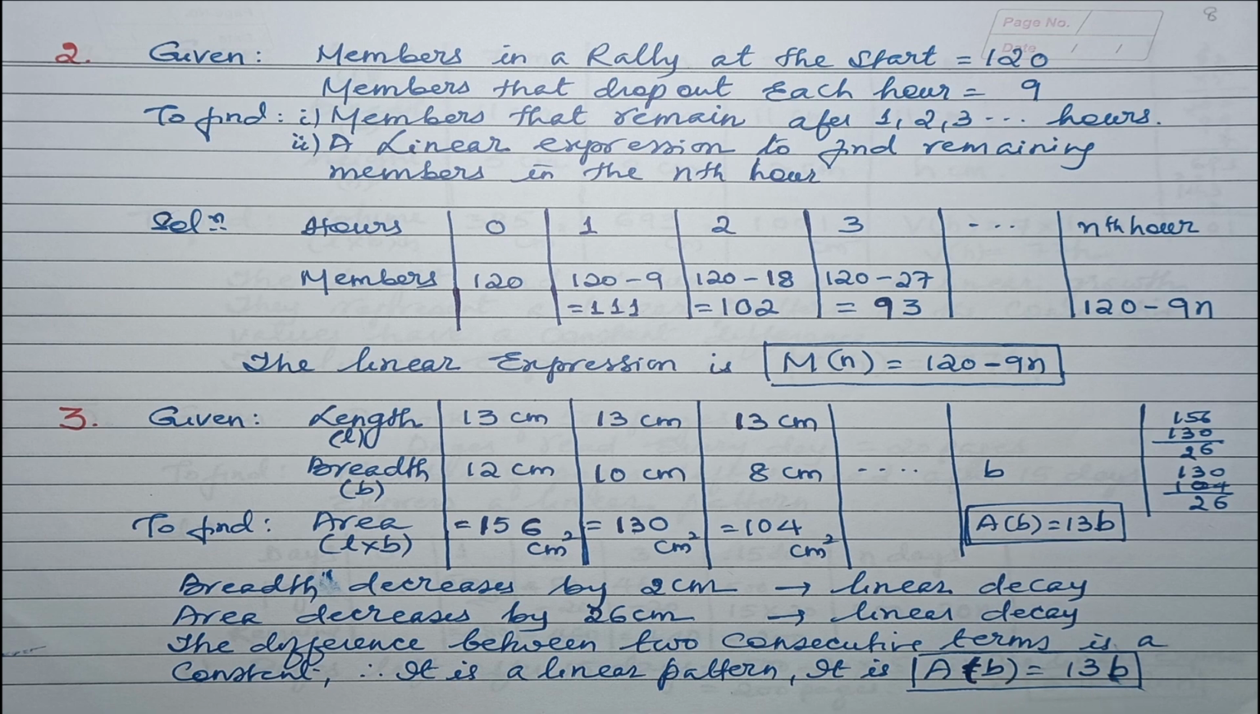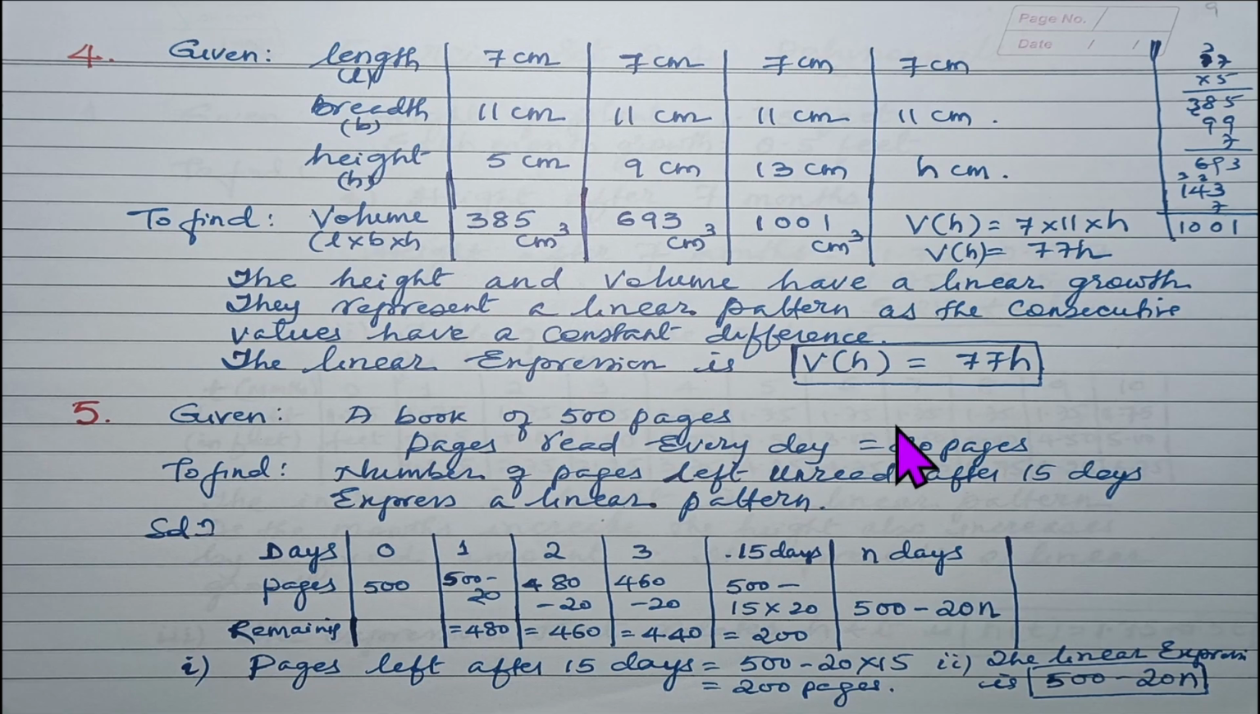So please remember that. Now coming to the next example, we are given length as 7 centimeters in all, breadth as 11 centimeters in all. The height changes: the height is 5, 9, 13, that means there is an increase in height. Now we have to find the volume. We know that the volume of a cuboid is L into B into H, therefore when I multiply L into B into H, I get 385 centimeter cube for the first one. When the height is 9 centimeters, the volume is 693 centimeter cube, and when the height is 13 centimeters, the volume is 1001 centimeter cube.